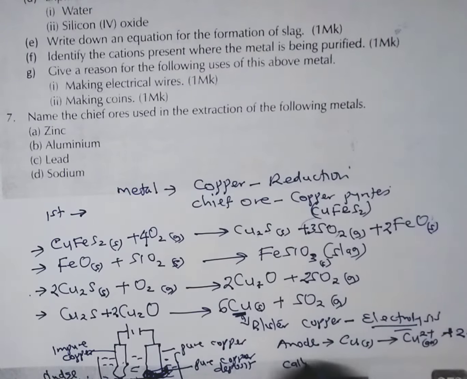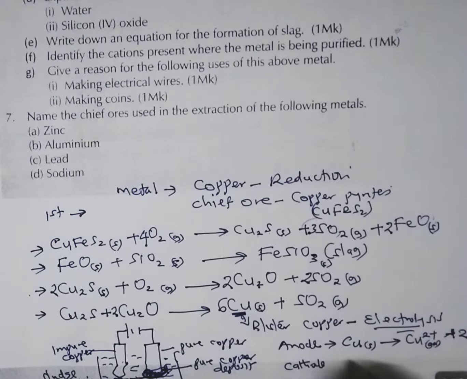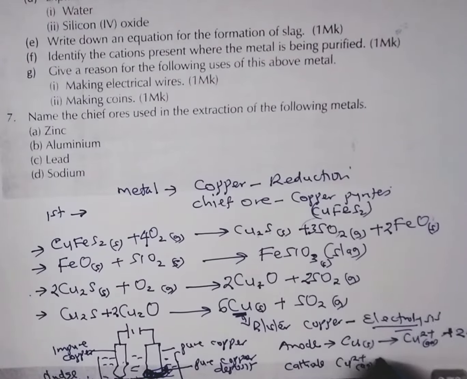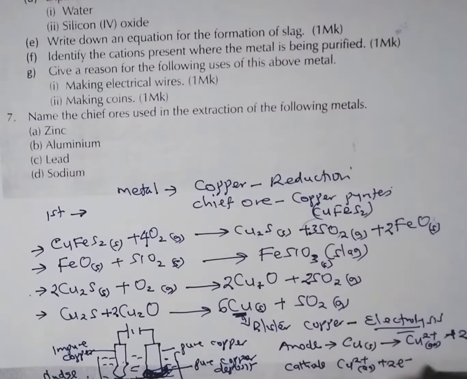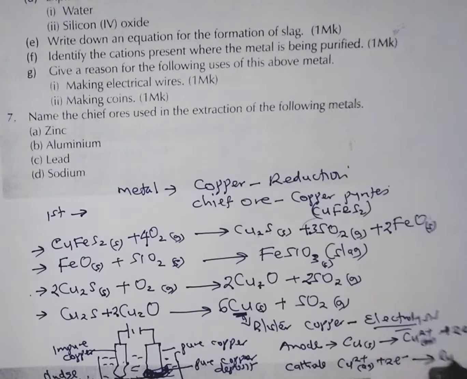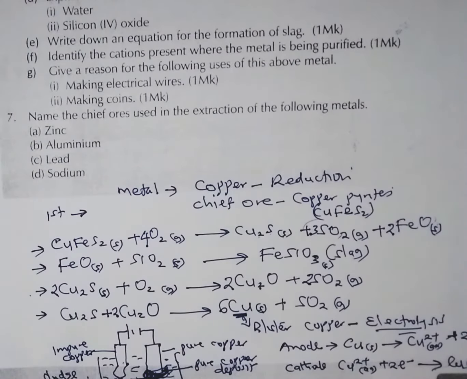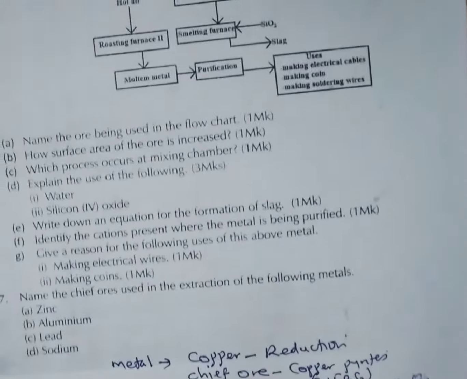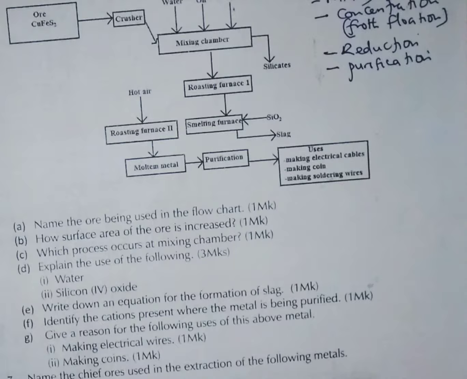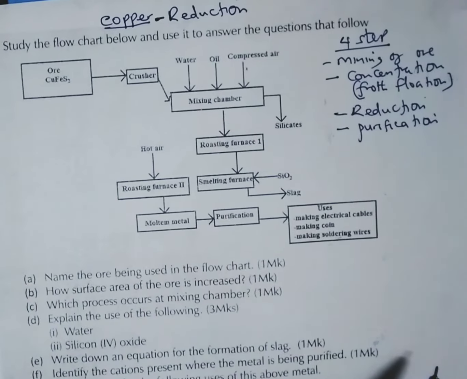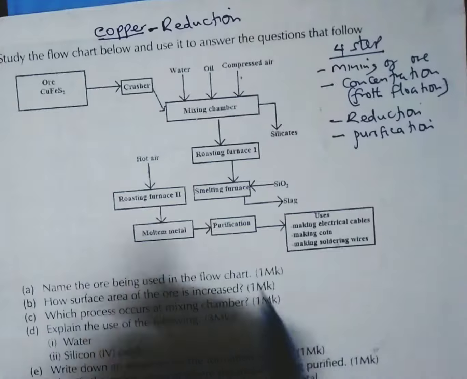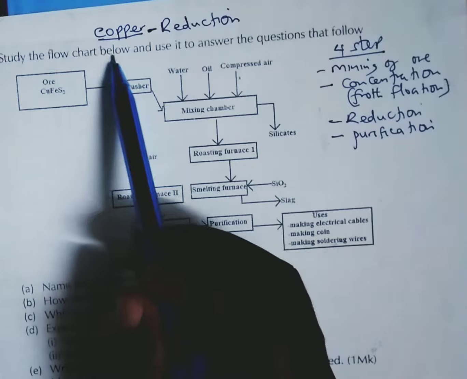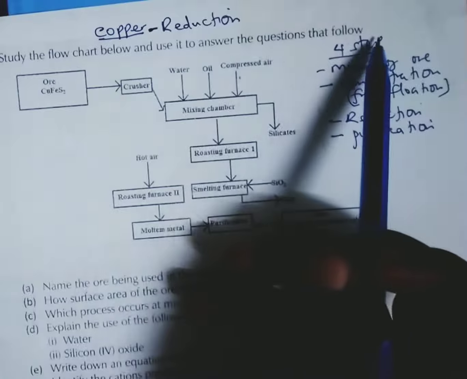And at one point we will have the cathode where the pure copper is deposited. So the copper 2 ions in solution will gain 2 electrons so that they get deposited at the cathode as the pure copper metal. So having looked at that, let us now go through our flowchart and look at the expected observations and answers. The question we have reads, study the flowchart below and use it to answer the questions that follow.